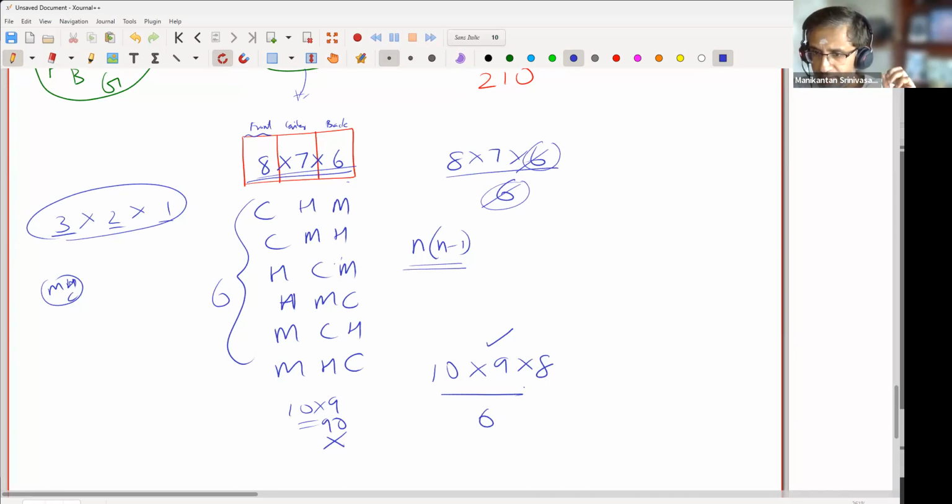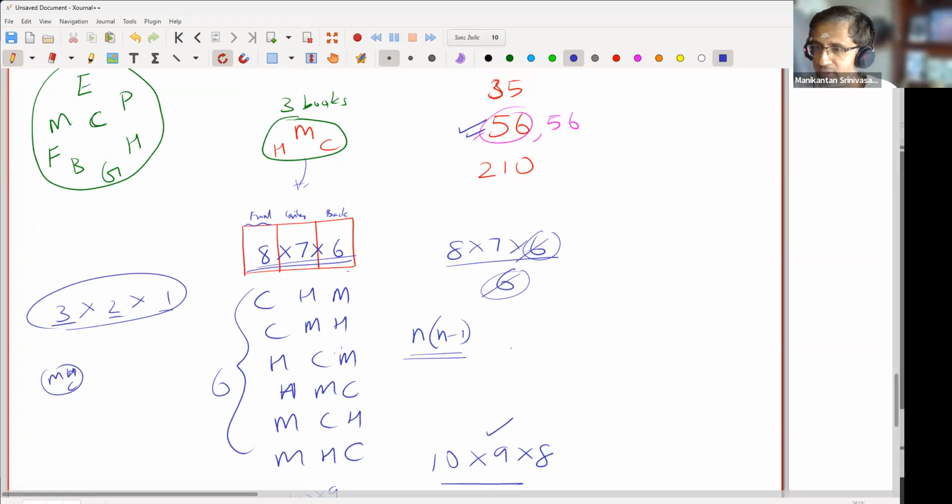My request to everyone is, don't use any formula unless you understand it. I wouldn't say don't use any formula. Some of the things you'll have to take for granted, and later you will see for yourself why it works out. But these are all very basic things where you can actually see why it works, right? So you saw how it worked as 8 into 7 into 6 by 3 into 2 into 1, right? So you're okay on that one? 8 into 7 into 6 by 3 into 2 into 1.